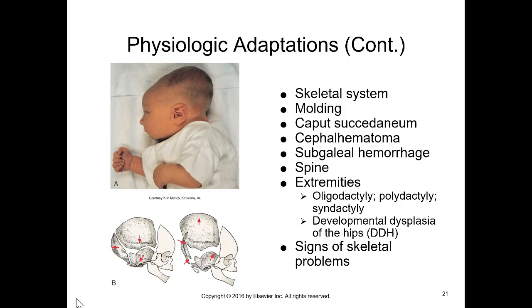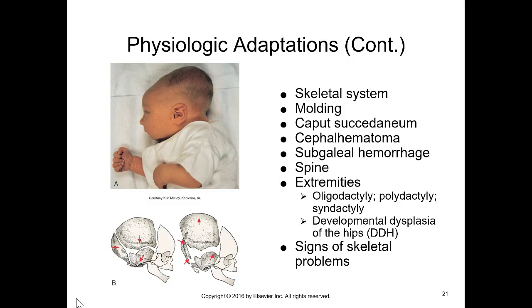Next are signs of skeletal problems. We skipped over extremities. With extremities, you can have extra digits, missing digits, and fused digits, and that's the polydactyly, oligodactyly, and syndactyly. With the oligo, you're missing digits, whether it's your hands or your feet, toes and fingers. Poly, you have extra fingers or toes, and then syndactyly, your fingers or your toes are fused.